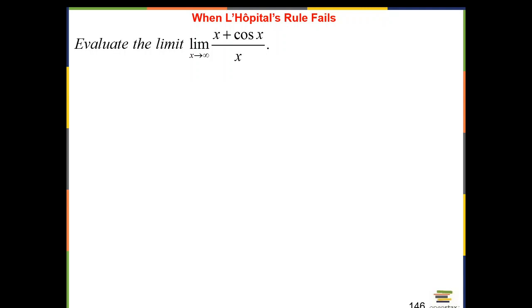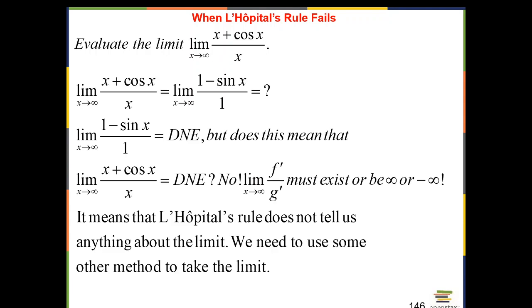Now here is one that is also tricky, because when you try to use L'Hopital's rule, what happens? Well, this happens. You get 1 minus sine over 1. When x approaches infinity, we know sine doesn't have a limit. So this limit doesn't exist, right? But what does that tell us about the limit we want to find? Nothing. It means that L'Hopital's rule does not apply. Don't use it, right? Use some other method. So some other method is easy.